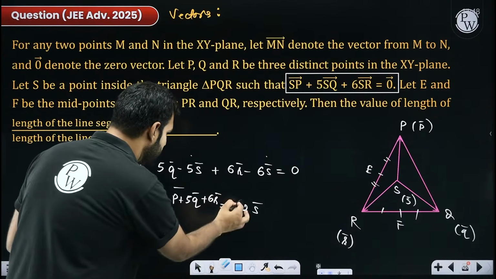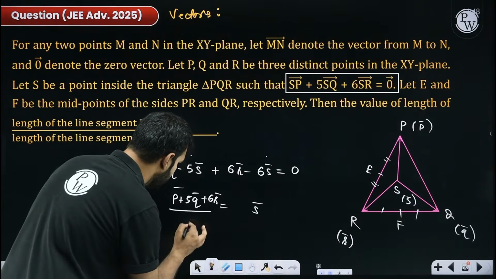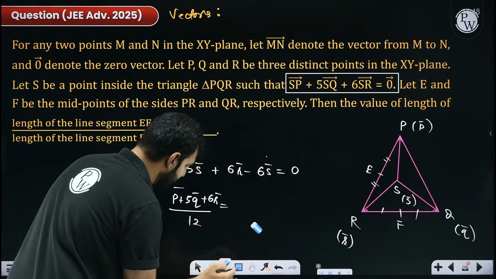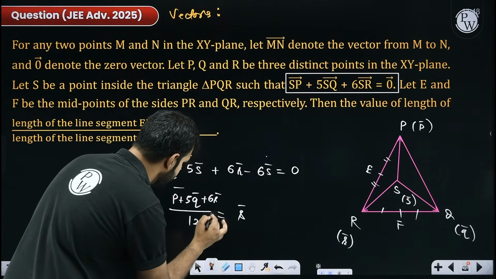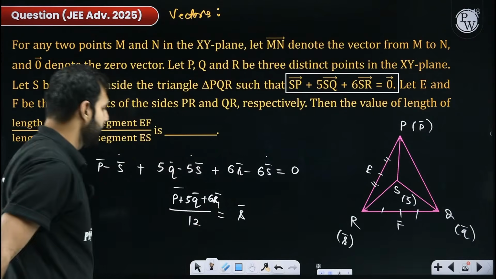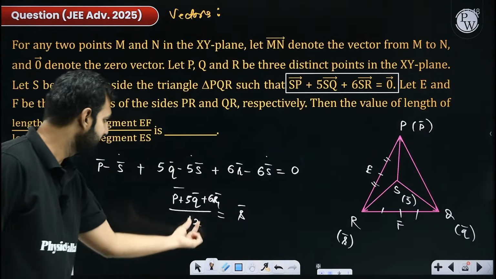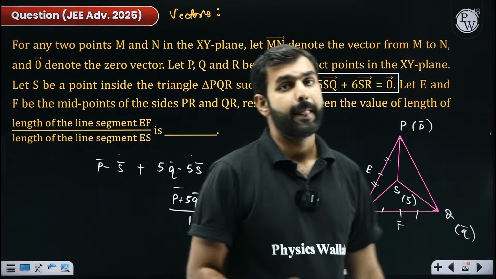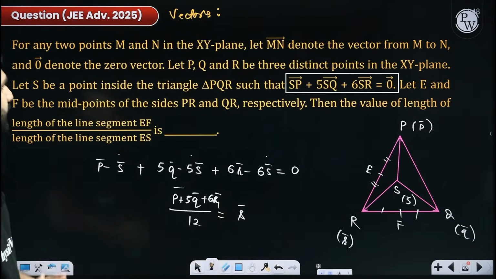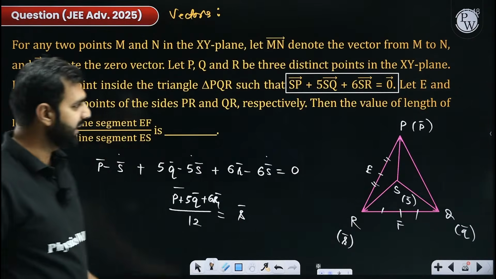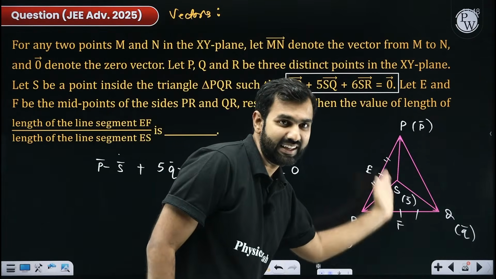And if I take this 12 here, this 12 comes into the denominator. So this is how your vector S is defined. Everybody comfortably got this? So P plus 5Q plus 6R divided by 12 is vector S. Everybody got this part? Are we clear on this? Now from here, what I do next is find the length of this line segment EF.